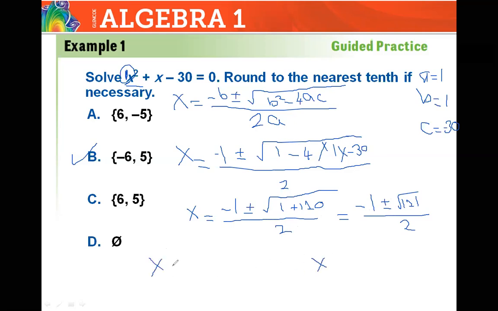One of them is positive and the other is negative. Negative 1 plus the root of 121. Its root is what? Two numbers, if you multiply them, you get 121. What times what? 11 times 11. So negative 1 plus 11 over 2, and in this other one I take minus, so negative 1 minus 11 over 2.